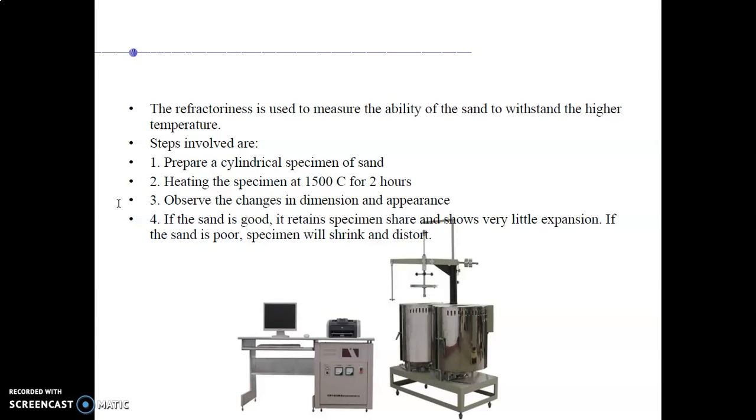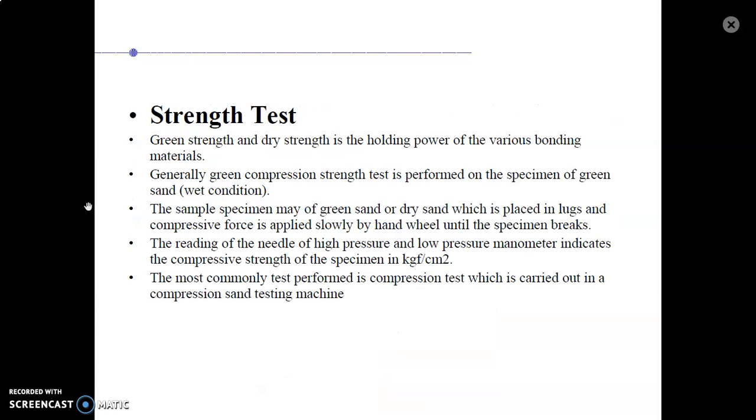Here are some steps written: prepare a cylindrical specimen of the sand, and heat the specimen up to 1500 centigrade for 2 hours. Observe the change in dimension and appearance. If the sand is good, it retains its specimen shape and shows very little expansion. If the sand is poor, the specimen will shrink and distort. So this is a very simple experiment to check the refractoriness of the molding sand.